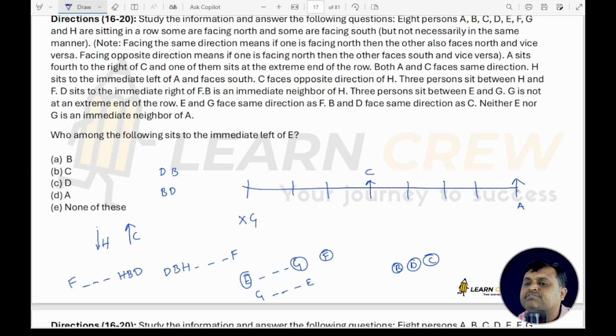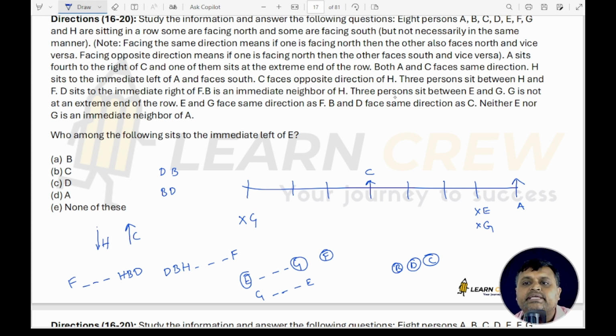When I have taken A as one of the extremes, then C must be here because A is the fourth right of C. Next, B, D and C are facing the same direction, and B is an immediate neighbor of H. Then, neither E nor G is the immediate neighbor of A. So E and G are not coming there.